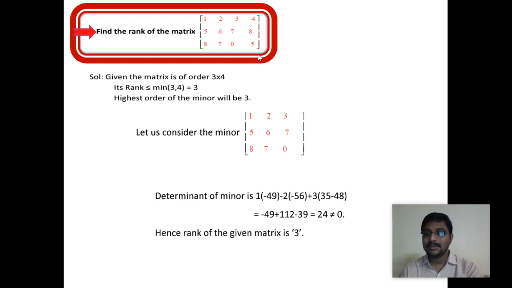If all the minors of the 3 by 3 matrix are zeros, then we go to the next procedure, that is, we consider the 2 by 2 submatrix minors. If they are also zeros, then we take 1 by 1 matrices, that is, a matrix involving only one element. If the determinant is not equal to 0, then the rank will be 1. So this is the procedure to find the rank of a matrix using the determinant method. Here clearly the 3 by 3 submatrix determinant is non-zero, so the rank is 3.